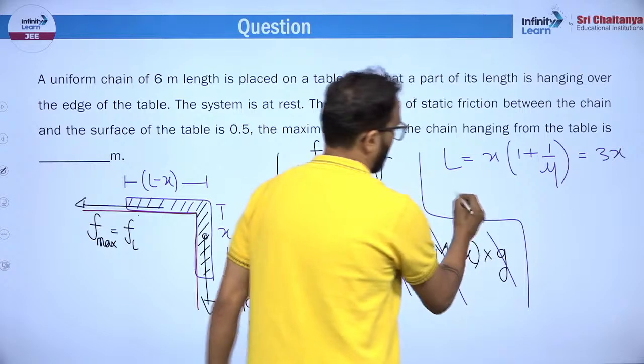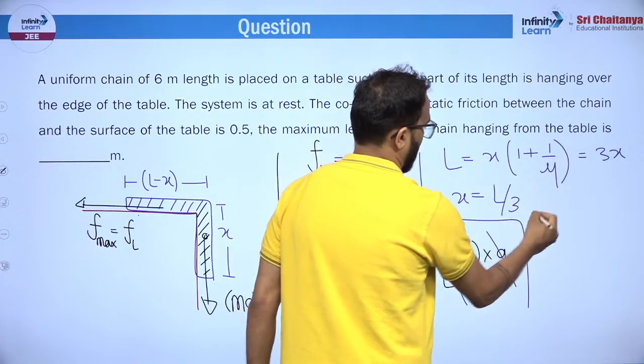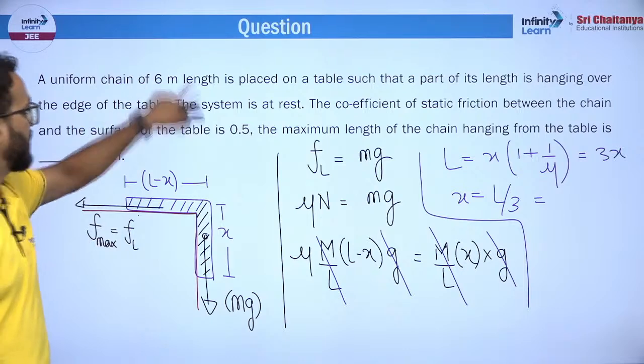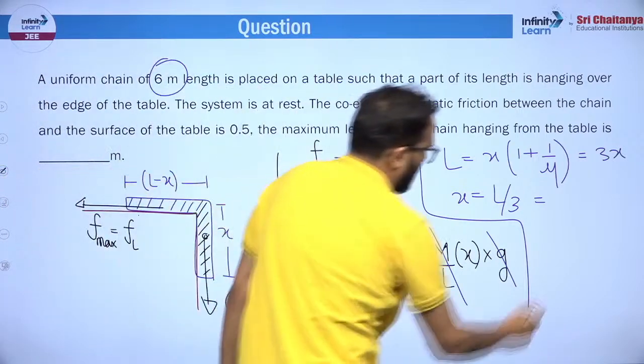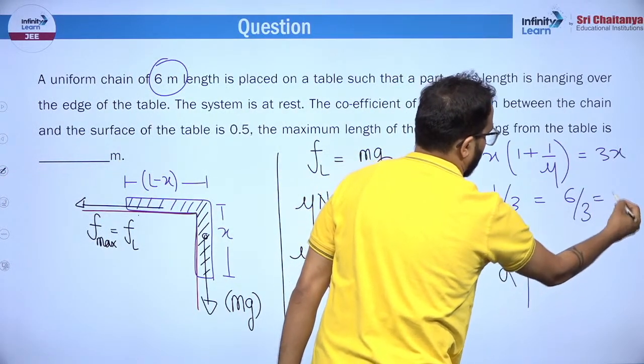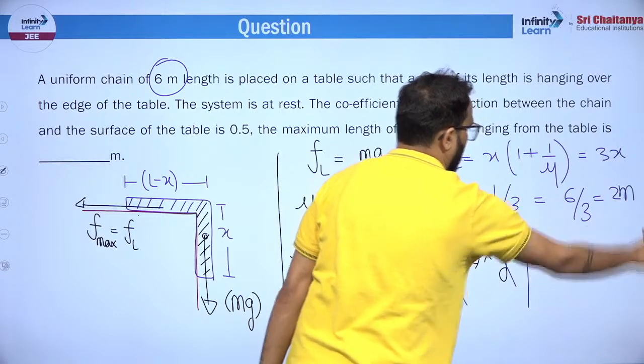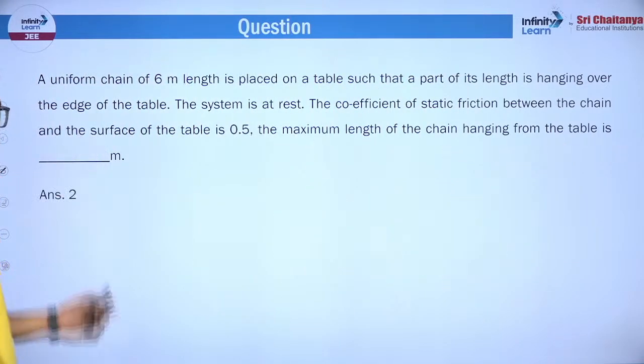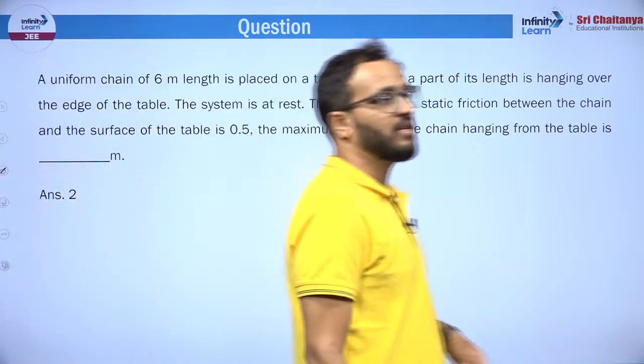So what is x? L by 3. What is L here? L is 6 meters, it is given already. So 6 by 3, it is 2 meters, right? x is 2 meters. So what is the answer? 2. Yes, the answer is 2. Did you understand, everyone?